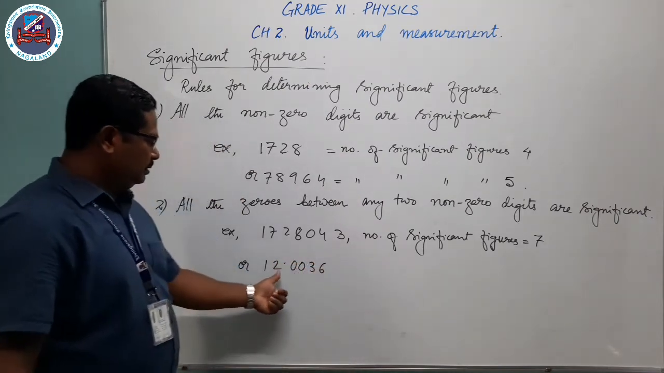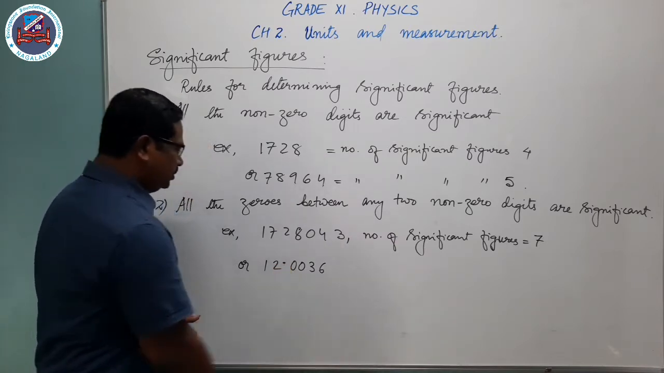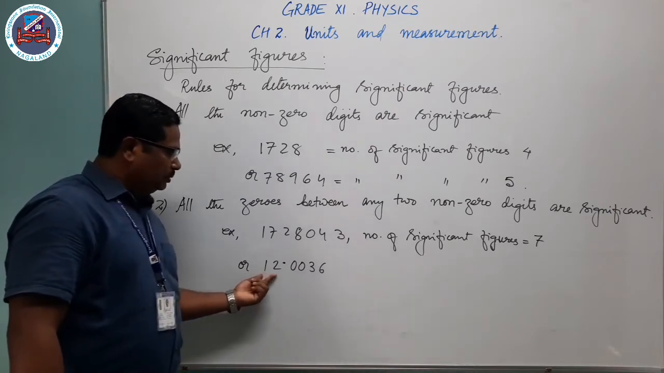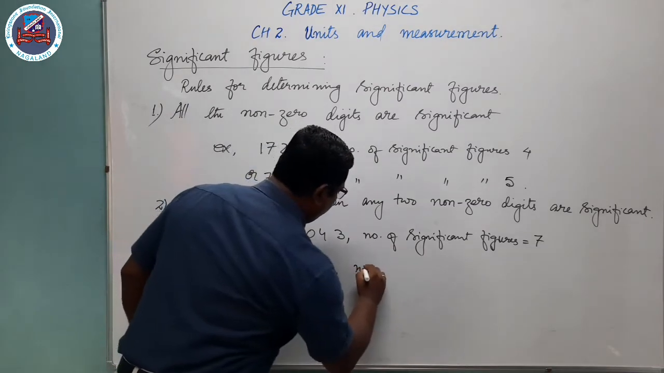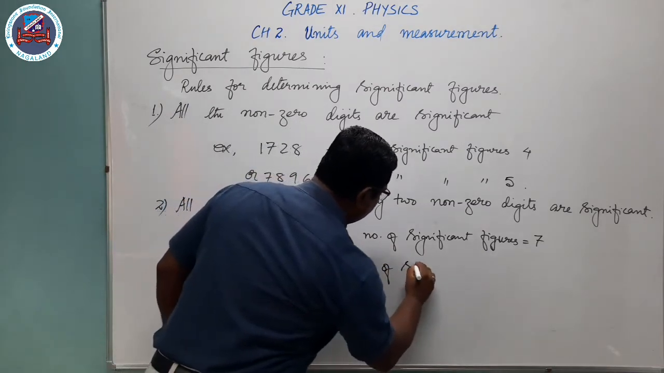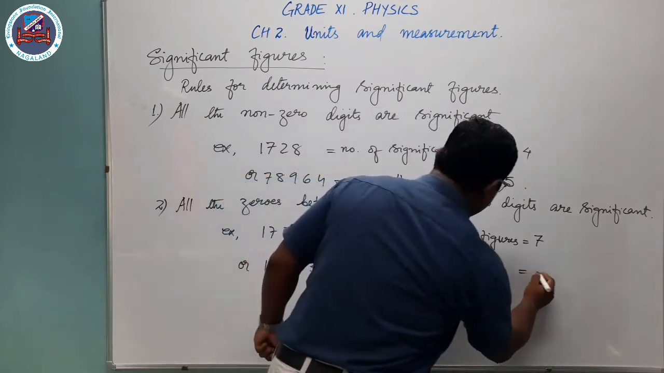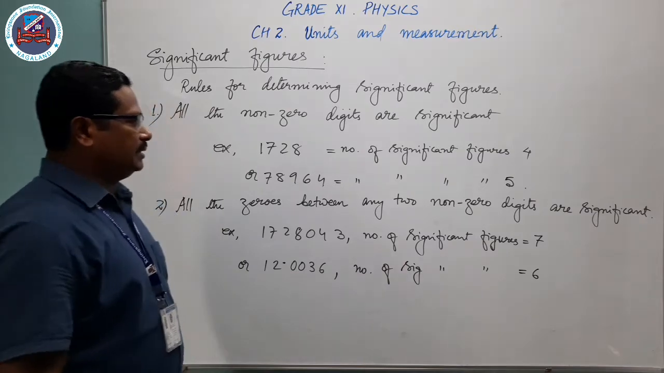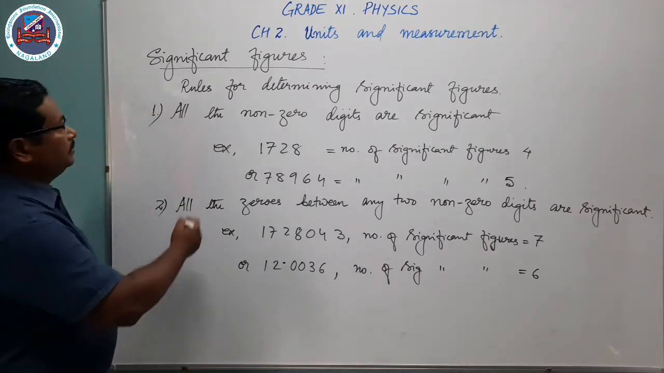Then between non-zero terms you have 0 here. At the same time you have a decimal also. Then also every term will be significant here. 1, 2, 3, 4, 5, 6. So the number of significant figures will be 6. 1, 2, 3, 4, 5, 6. So these are the two rules. Then the third one, let us see.